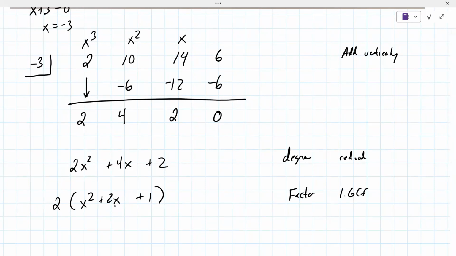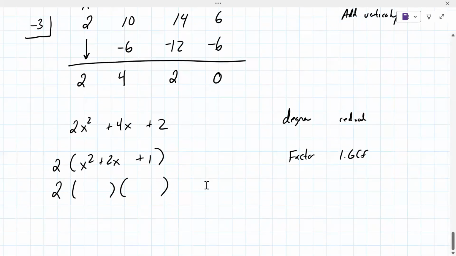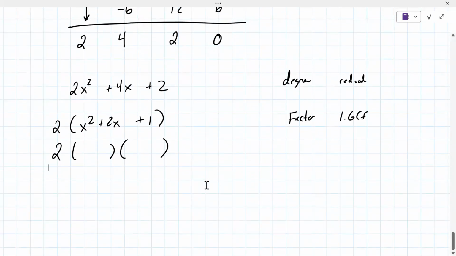Hopefully that all looks familiar. Yeah. Do you remember how to factor something like this? I don't. So you're looking for two numbers that multiply to 1 but add to positive 2. Multiply to the last number, but add to the middle number. And that's only the case here because there's a 1 in front of x squared.